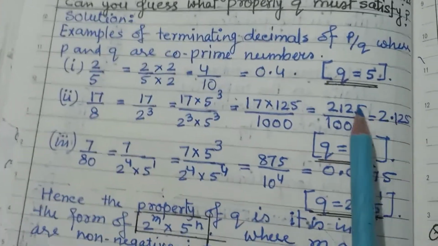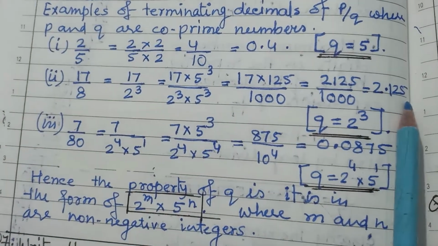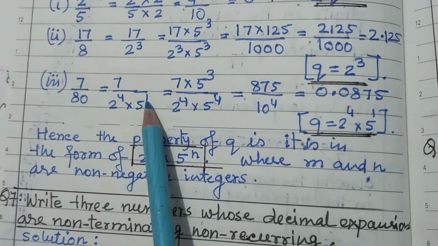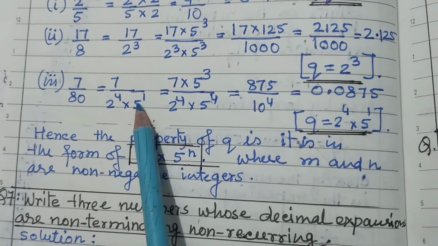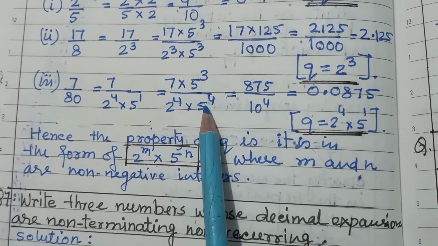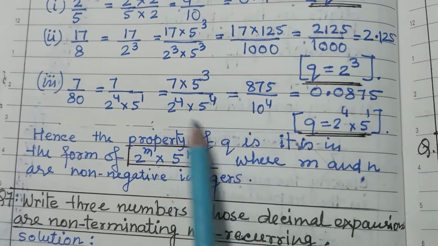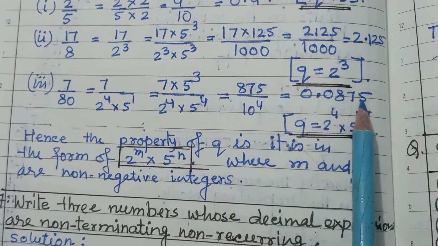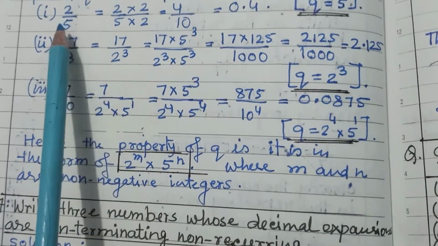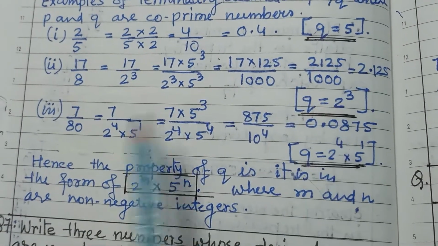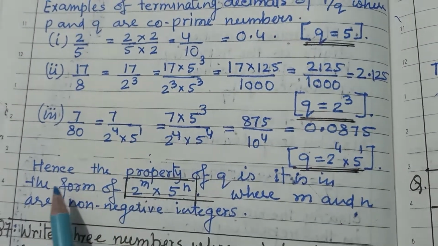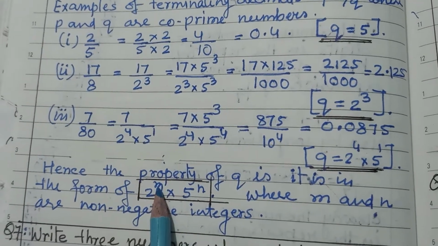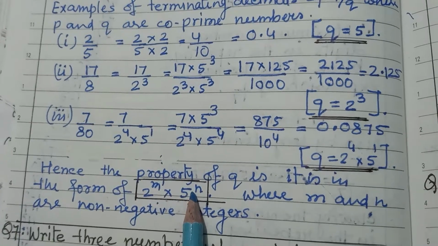It is coming 2.125. Then 7 upon 80, which is 2 to the power 4 into 5 to the power 1. Now multiply by 5 to the power 3, both numerator and denominator. So it is coming 0.0875. That means everywhere q is 5, or q is 2, or q is 2 and 5 both. Hence the property of q is that it is in the form of 2 to the power m and 5 to the power n.